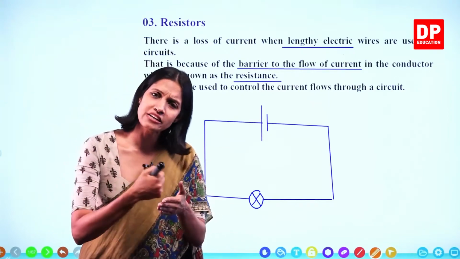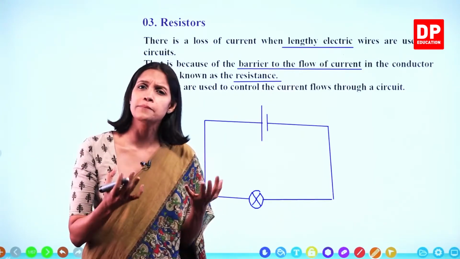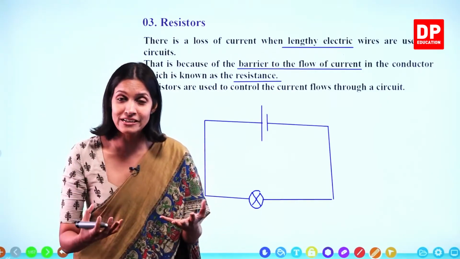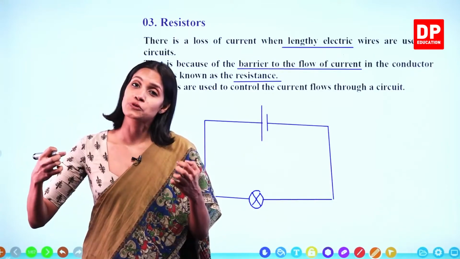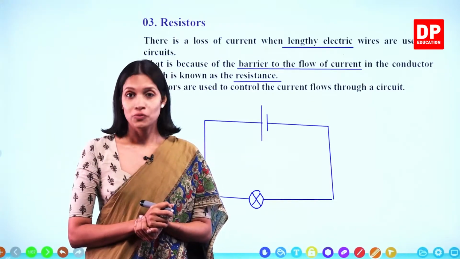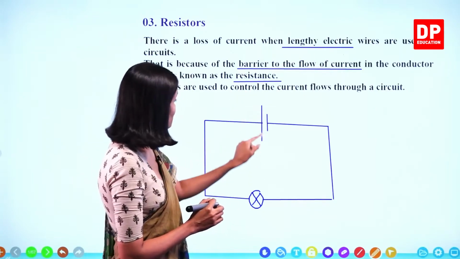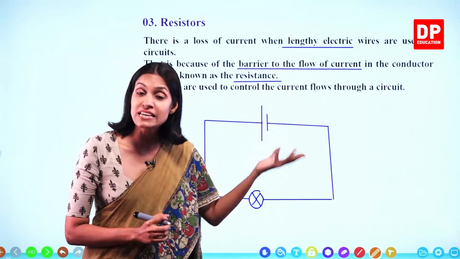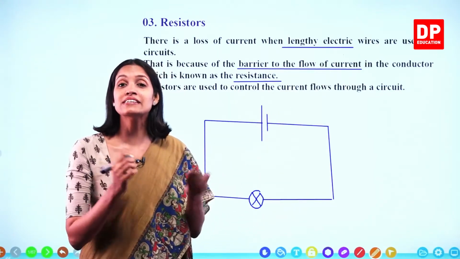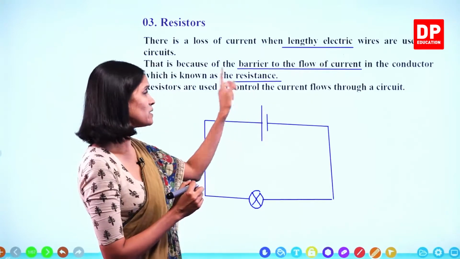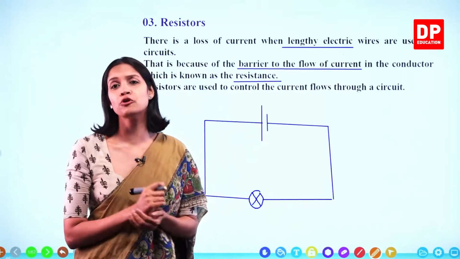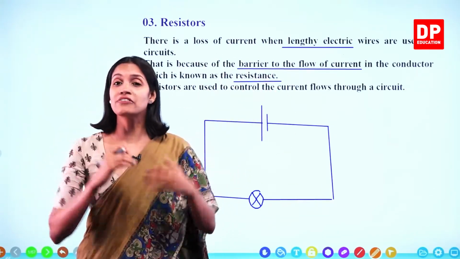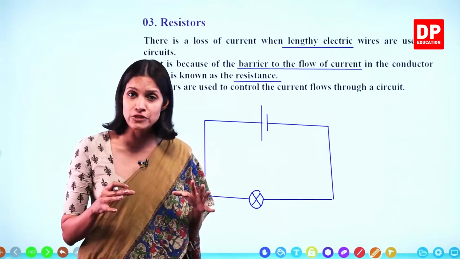So if there's a barrier towards the flow of electricity, what happens to the amount of electricity that flows through the circuit, children? When there's a barrier, the amount of electricity flowing through the circuit reduces. So what should happen when we increase the length of these wires more and more? The resistance increases. Resistance means a certain type of barrier towards the flow of electricity. When the resistance or the barrier increases, the amount of electric current flowing through the circuit reduces.